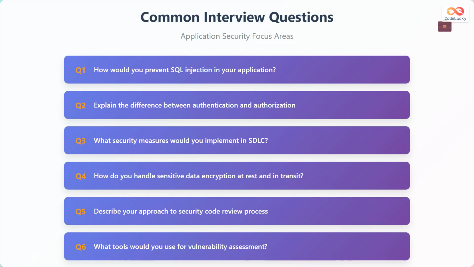Application security interviews typically cover 6 key question areas. Question 1 asks how you would prevent SQL injection in your application, testing knowledge of parameterized queries, input validation, and secure coding practices. Question 2 requests an explanation of the difference between authentication and authorization, evaluating understanding of identity verification versus access control concepts.